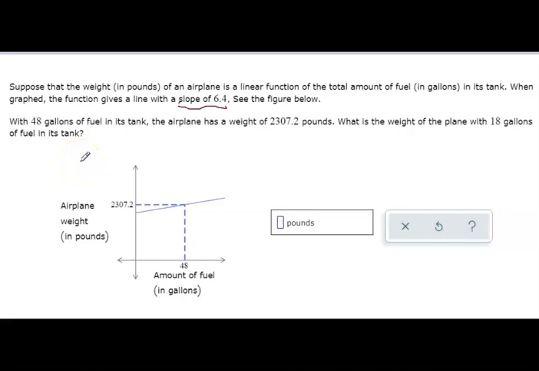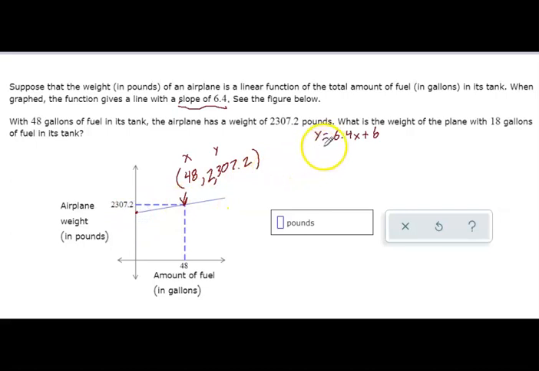And then we're asked, what is the weight of the plane with 18 gallons of fuel in its tank? All right, so basically what this graph below tells us is that a point that lies on this line is where the amount of fuel, or x value, is 48, when our y value, or the plane weight, is 2,307.2 pounds. We already know the slope is 6.4, so we know the equation is going to be something like y is equal to 6.4 multiplied by x plus some y-intercept.